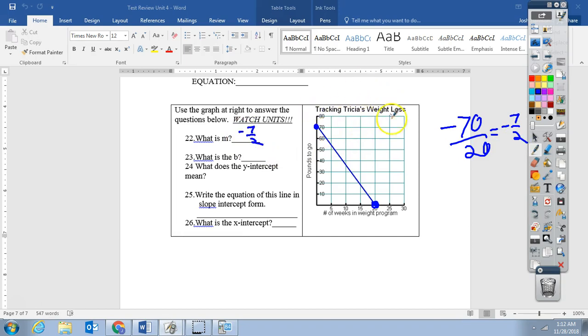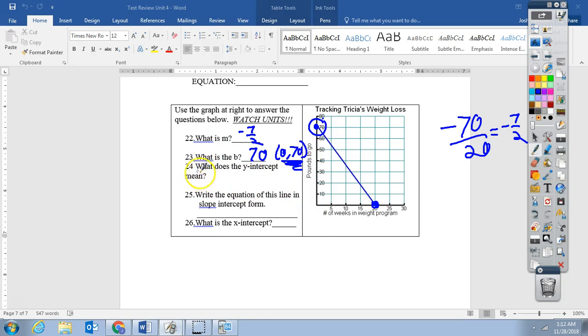That means really what Tricia is doing here, she's losing 7 pounds every 2 weeks. Or, what that decimal was in the calculator, negative 3.5 pounds per week. What is the b? The b is the y-intercept. Here it is. The y-intercept is here at 70. That's the b. Now, technically that is (0, 70), but I would have let you slide on that one if you accidentally just put 70.